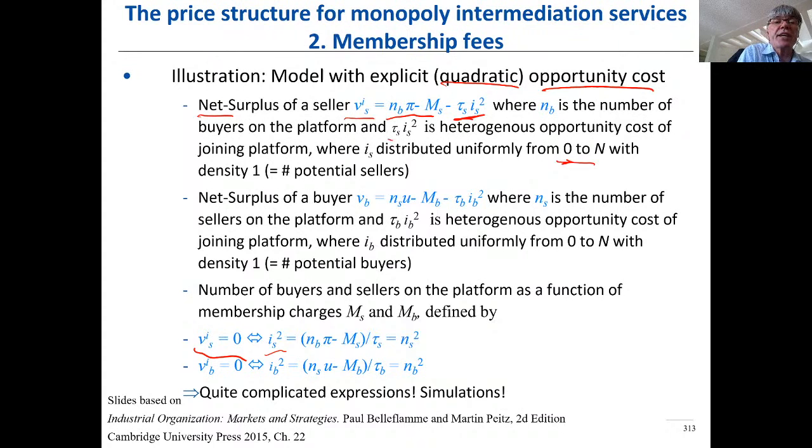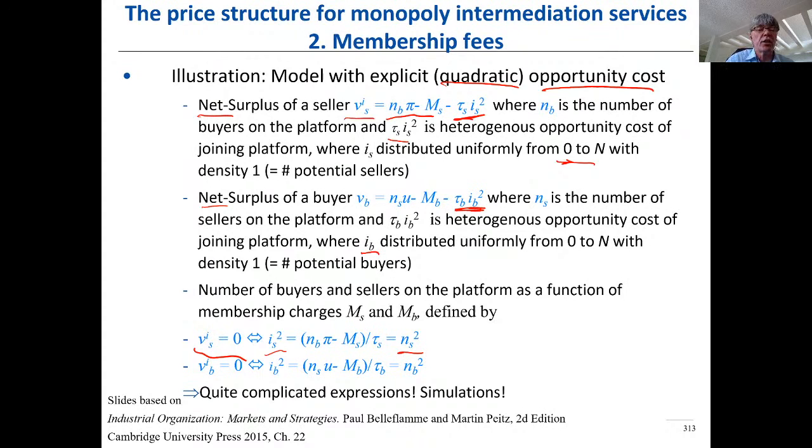So tau s is just some parameter scaling these transport costs, in a sense the opportunity cost. And what is clear is, if tau is larger, it means that you have higher costs from entering the platform. This is actually the same slide as we previously had. The only thing is I added these heterogeneous opportunity costs, okay? I just assume that this i is distributed uniformly, so we can increase i and set this equal to 0, and we get the n.